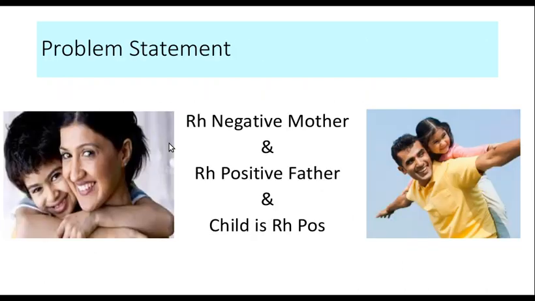Now, what was the problem we had? We had a problem when the mother was Rh negative, the father was Rh positive, and the child was Rh positive. If the child is Rh negative, there is no problem. The problem comes when the mother is negative, the father is positive, and the child is also positive.